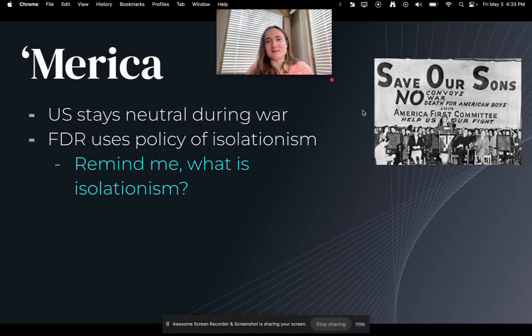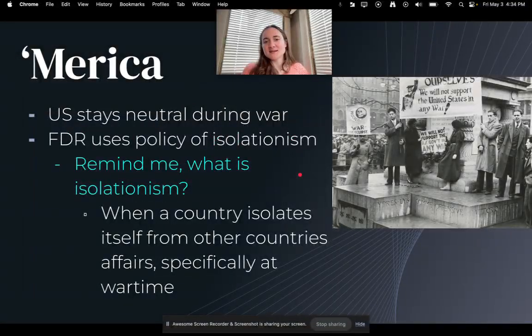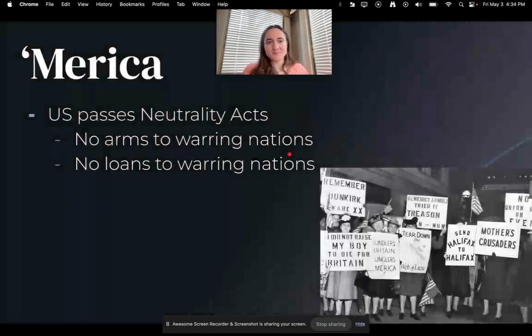All right, now let's talk about America. The U.S. stays neutral during the war. As we talked about, they don't clearly after Pearl Harbor. So FDR uses the policy of isolationism. Remind me again, what is isolationism? Yeah, that's when a country isolates itself from other countries' affairs, specifically at wartime.